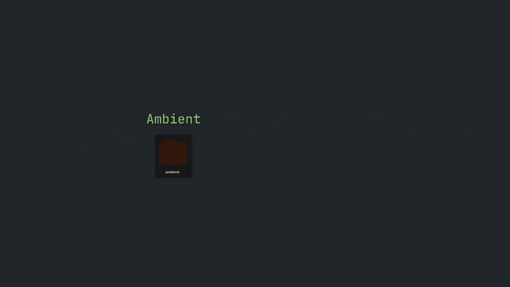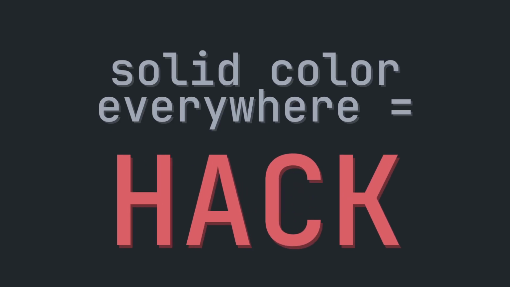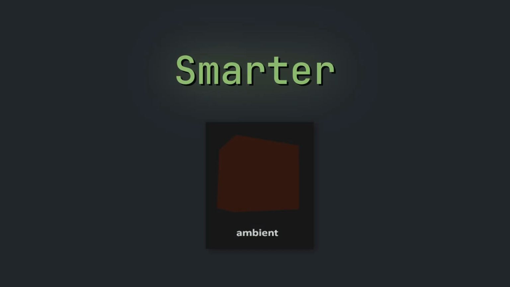Remember the ambient light? That constant color we added everywhere to fake indirect light? Well, just like I said, it's a total hack. And it doesn't really care where light is coming from. And it's a big reason for an unrealistic look. So what's the next step? We replace ambient light with something smarter.